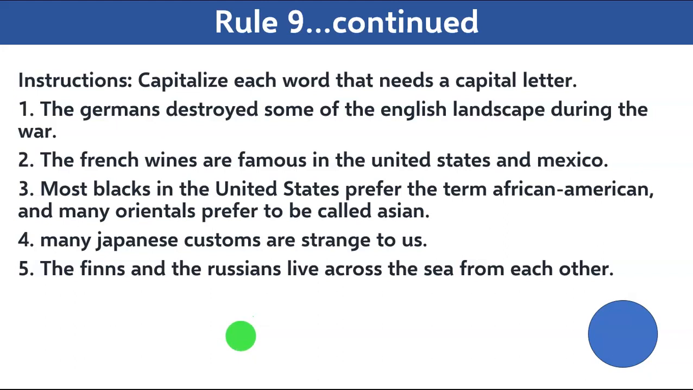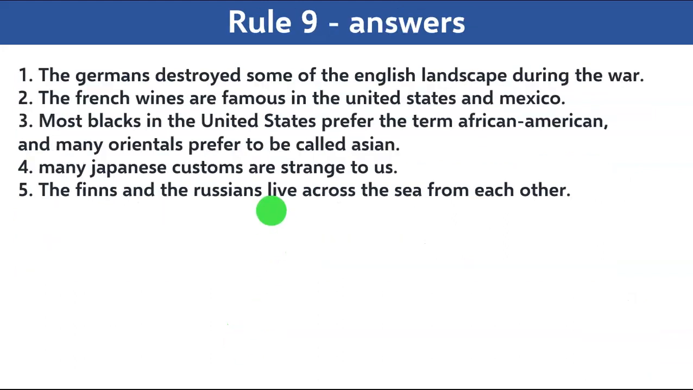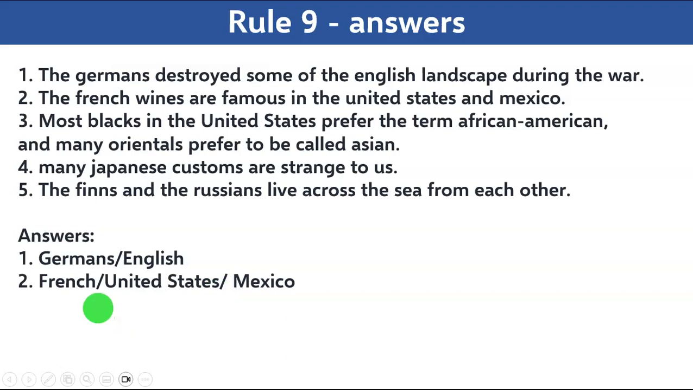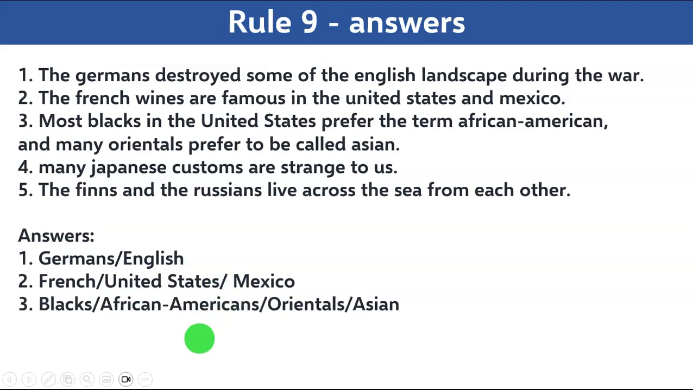All right, let us look at the answers. The Germans destroyed some of the English landscapes during the war. The answer is Germans and English. Number 2, French, United States, and Mexico. All 3 are names of countries. Number 3, blacks, African American, Orientals, Asian. Right? All of them refer to adjectives also.